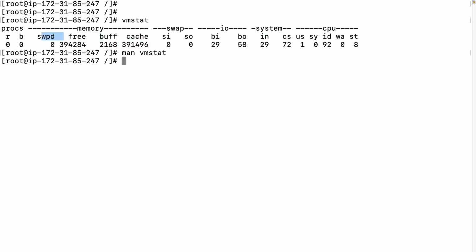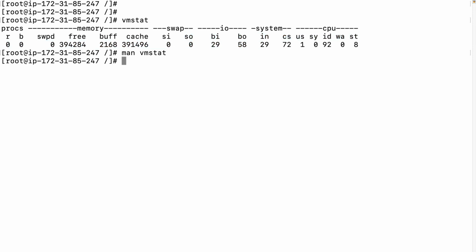Swpd is basically the amount of virtual memory used. Free is the amount of idle memory. Buff is memory used as a buffer, and cache, you all know what the cache is, right? SI is the amount of memory swapped in from disk, and SO means the amount of memory swapped out to disk, right? These are the SI and SO. BI stands for blocks received from a block device, and BO is blocks sent to a block device, right?